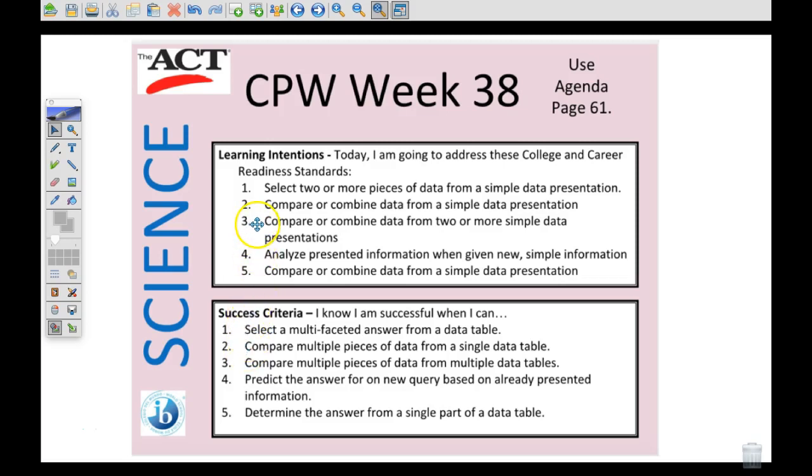Our third question, we're going to combine or compare data from 2 or more simple data presentations. I know I'm going to be successful when I can compare multiple pieces of data from multiple data tables. And our fourth question, we're going to analyze presented information when given new or simple information. And I know we're going to be successful when we can predict the answer for a question based on already presented information. And the last, we're going to compare or combine data from a simple data presentation again, and then determine the answer for a single part of a data table, provided a key.